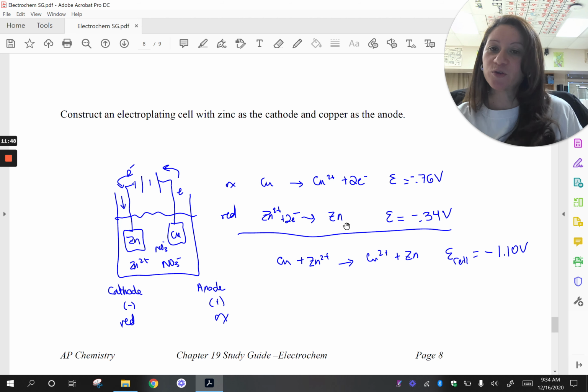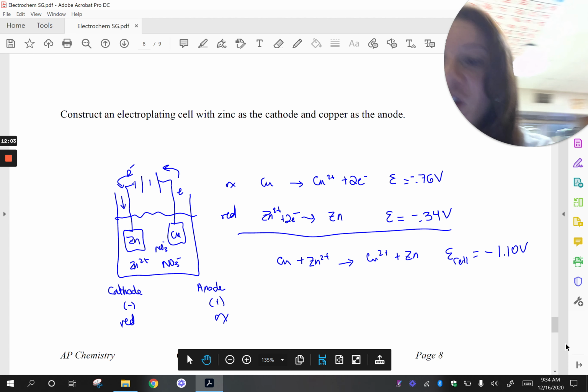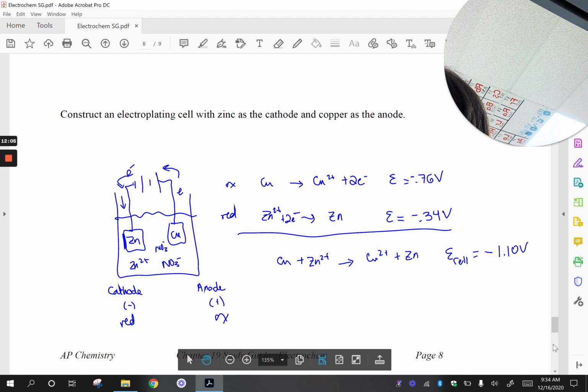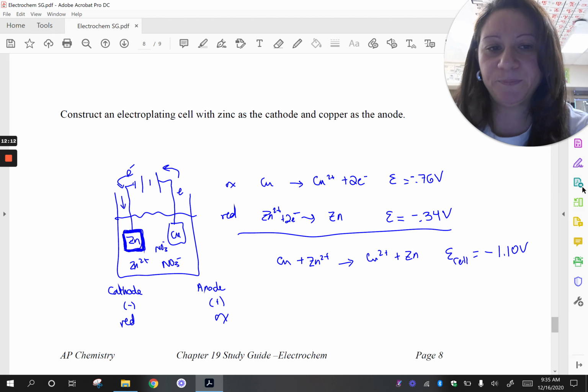As time goes by, the piece of copper at the anode is going to get used up because it's turning into copper 2 plus, which is going into the solution, and electrons, which are going through the wire. And as time goes by, that zinc is going to get larger and larger. So this is going to get more and more plated, or more and more deposited there.